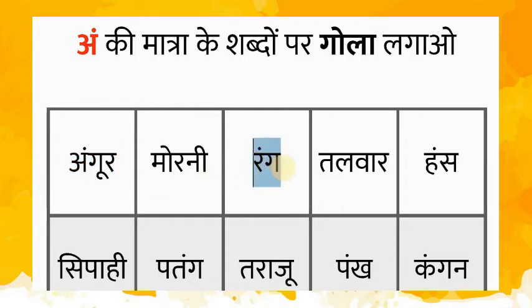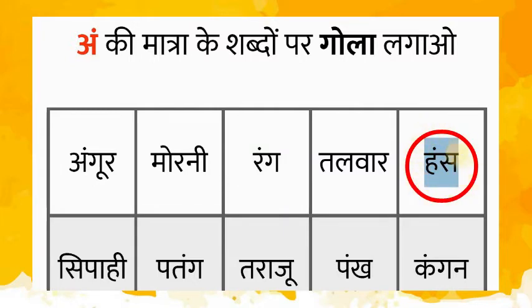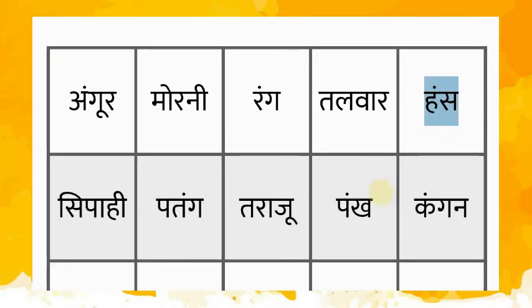The second one is rang. So you have to round up this spelling. The third spelling you can see Hans. This is also related to Anki Matra. Now you see the second line. The second spelling is Patang. You are observing I'm using Anki Matra.